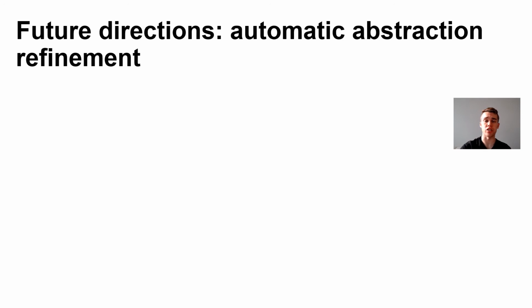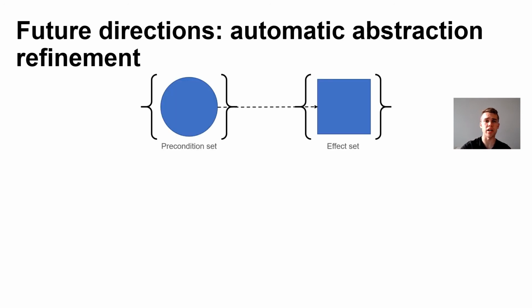One particular project is something I call automatic abstraction refinement. In task and motion planning, we typically abstract actions as maps from sets of states that satisfy constraints necessary to run the action to sets of states that have had the action's effect applied. However, constructing this map correctly has important implications for planner performance and is difficult to do.